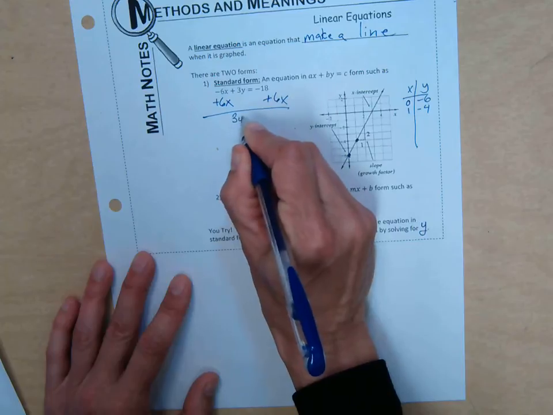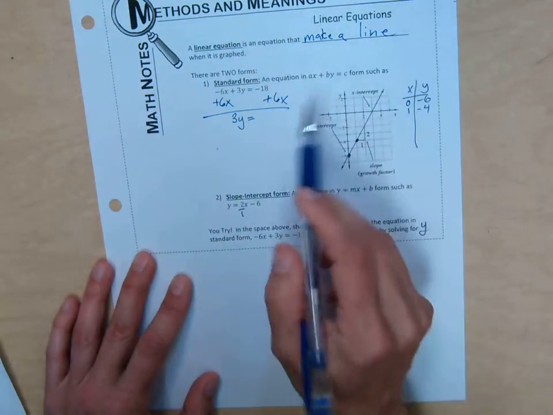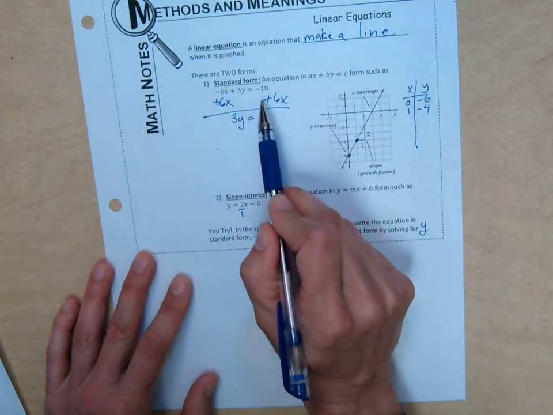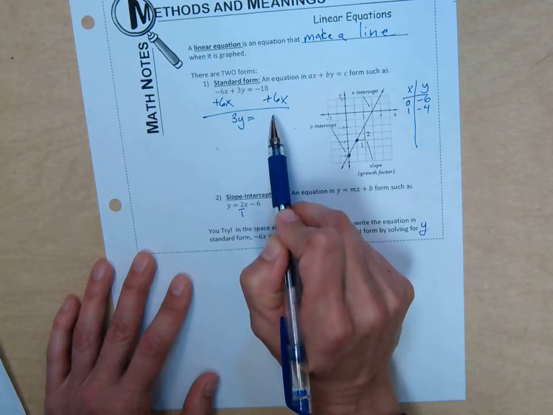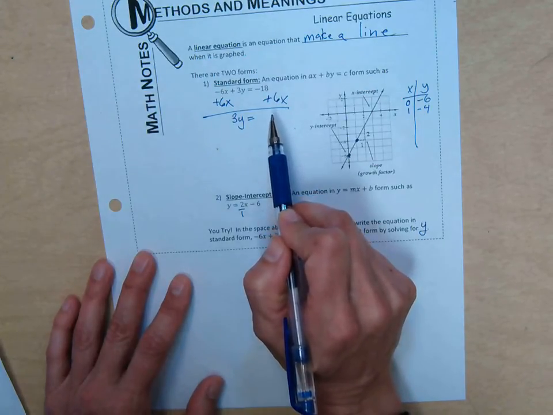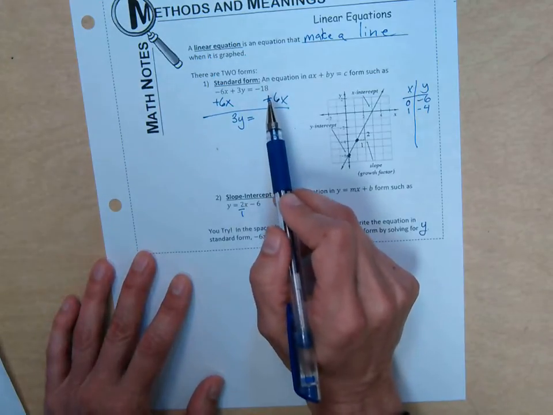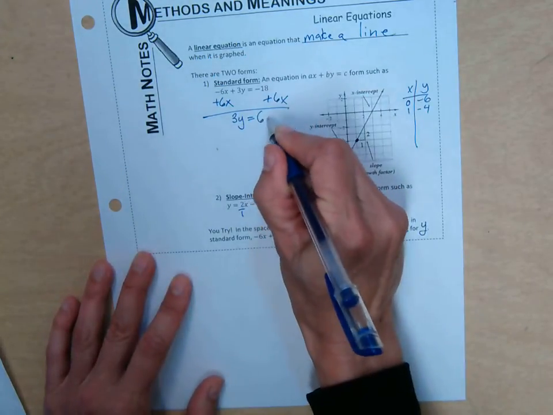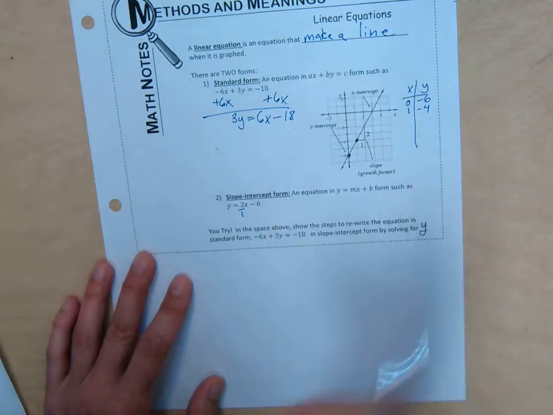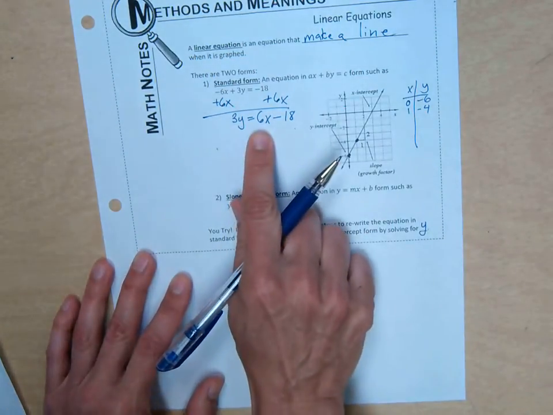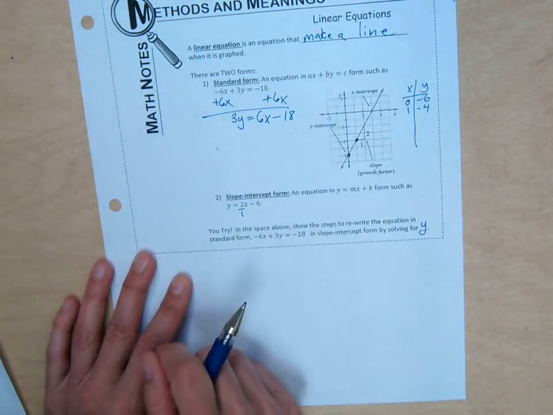We still have a 3y. And then can we add 6x and -18? Can we add those together? Why can't we? Because they're not like terms. So you're not allowed to add those together, but you can certainly write them next to each other. So I'm going to write them next to each other, and I'm going to put the x first, and then the constant. And I'm one step away.